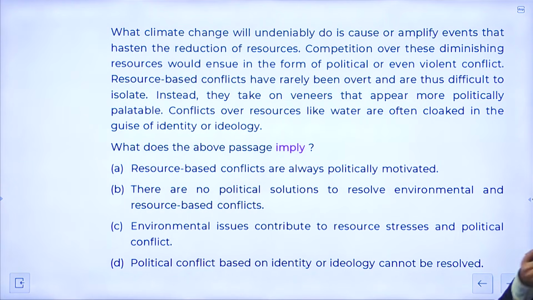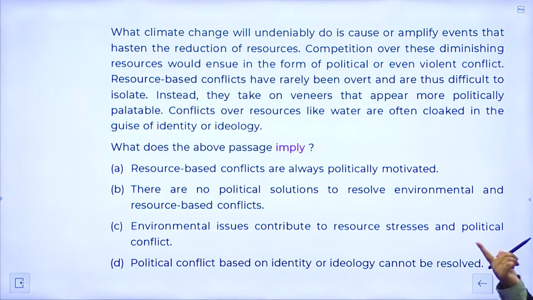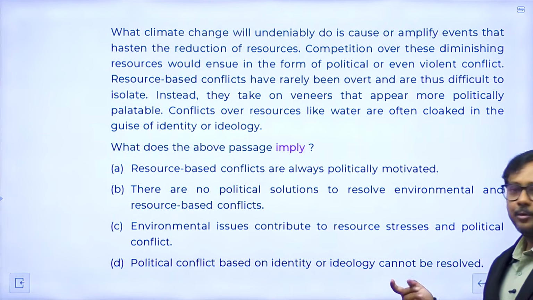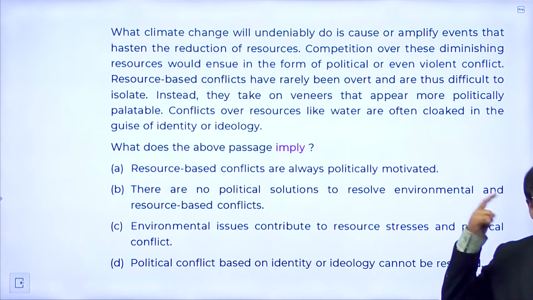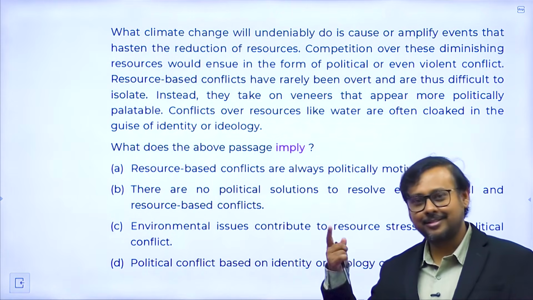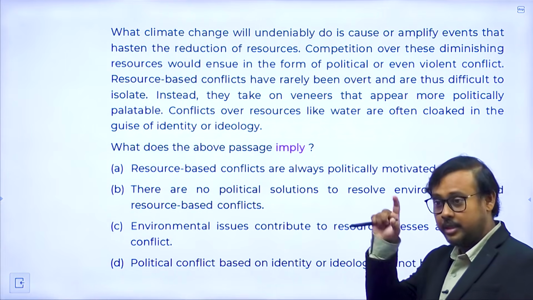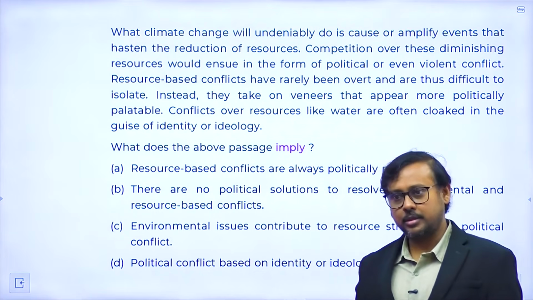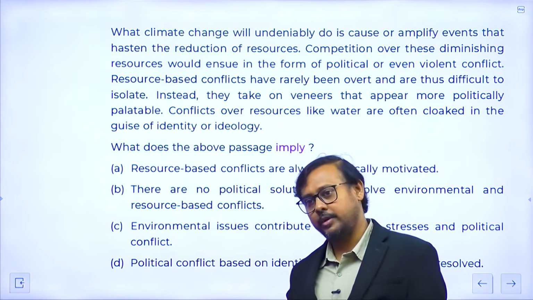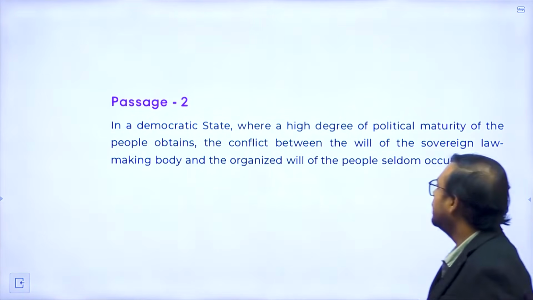Why not A? Another reason: resource-based conflicts are always, and climate change was not discussed, right? Now we will not eliminate it because of the "always". It's extreme, I know, but again our goal is not to trip. Our goal is that we'll follow the process. What was the process? Initially, in the beginning, we understood climate change is reducing resources, and resources are leading to conflicts. Clear? Okay. Next.